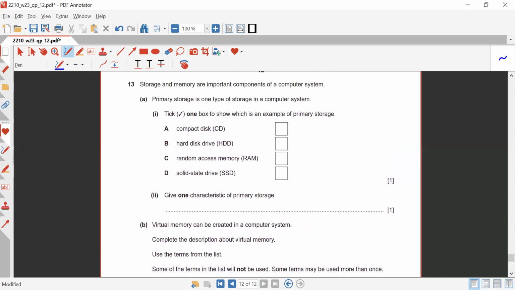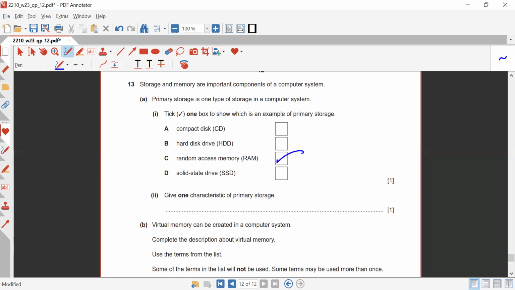Now coming to the next question, question number 13. Again, a part of the hardware. It says storage and memory are important components of a computer system. Primary storage is one type of storage in a computer system. Tick one box to show which is an example of primary storage. Compact disk is offline, hard disk is secondary storage, RAM is primary, whereas SSD is again an example of secondary storage.